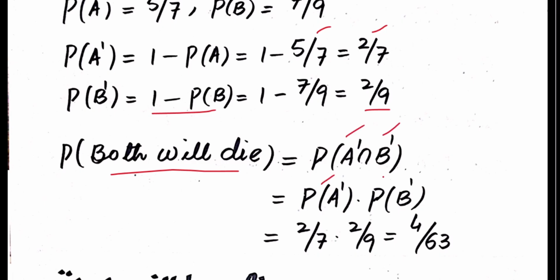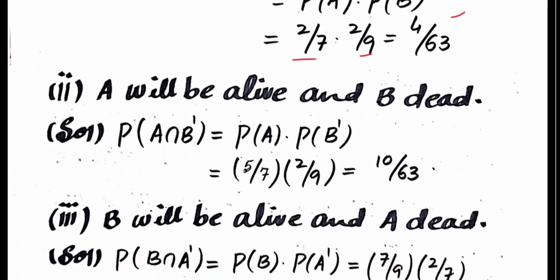Probability of A complement intersection B complement will be changed to multiplication because these events are independent. If A dies, then it will not affect the life of B. So these are independent events. So this becomes probability of A complement into probability of B complement, 2 by 7 times 2 by 9, that is 4 over 63.